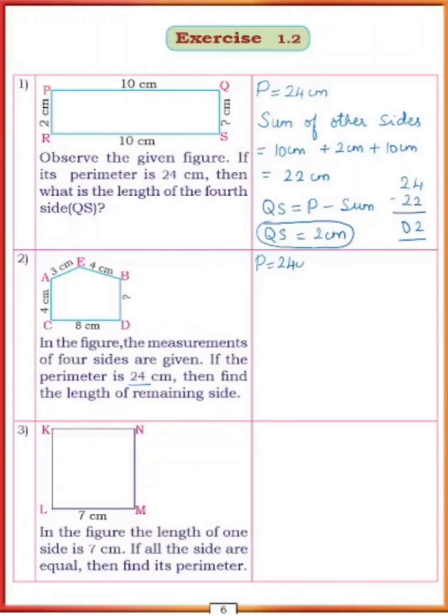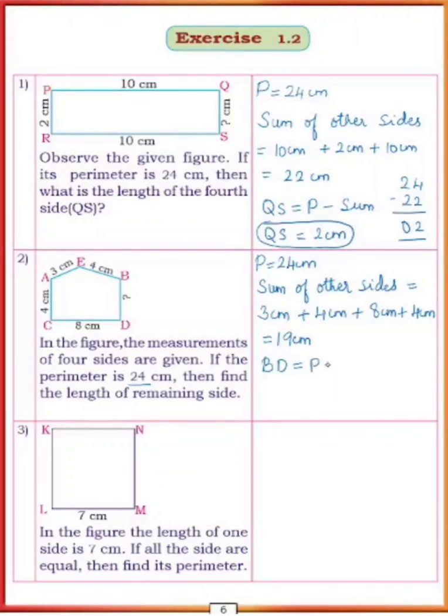In the second question, the measurements of 4 sides are given. If perimeter is equal to 24 centimeters, we have to find the remaining side. So let's find the sum of other sides, which is 3 centimeters plus 4 centimeters plus 8 centimeters plus 4 centimeters, which is equal to 19 centimeters. Therefore, the side BD is equal to the perimeter minus the sum. So 24 minus 19 is 5. I hope you're confident on carry over subtraction. Therefore, the side BD is equal to 5 centimeters.